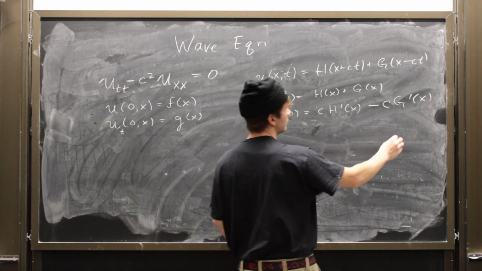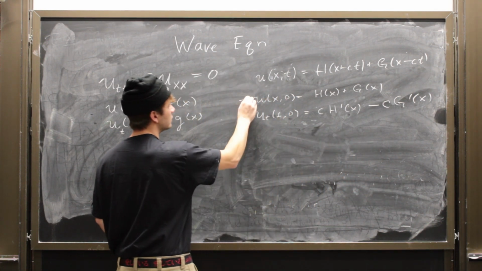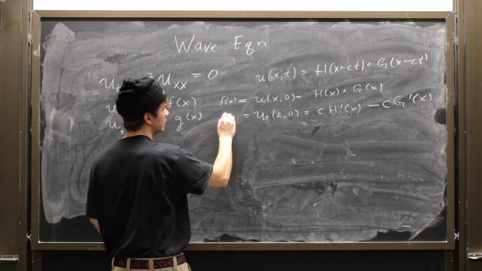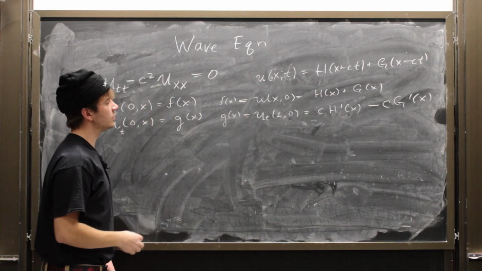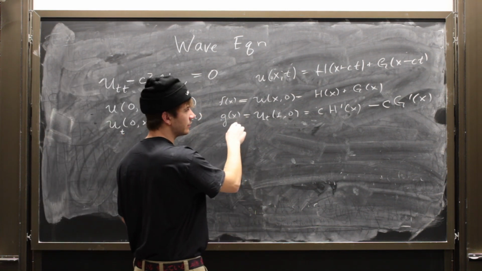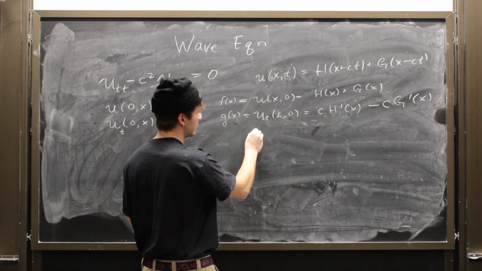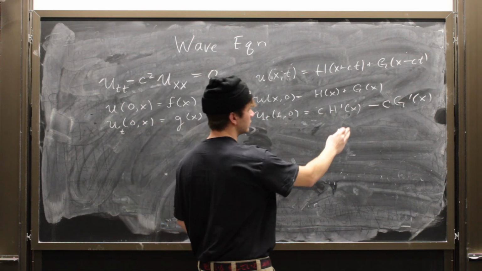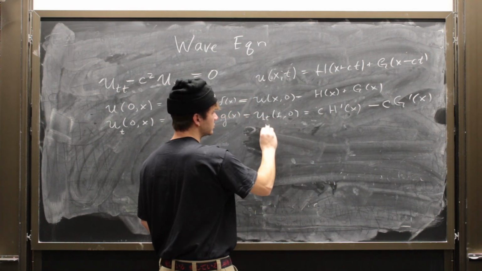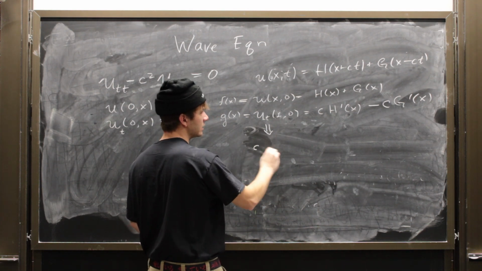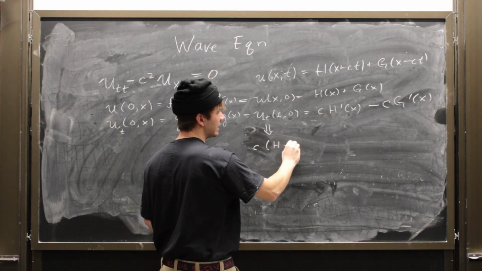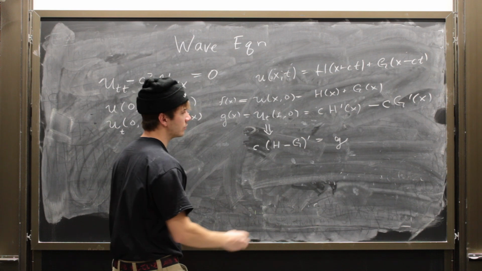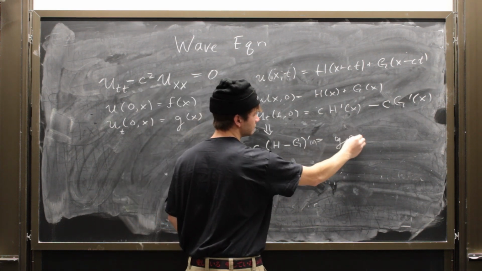And so, by assumption, this of our initial data is equal to f of x, and this second line here is equal to g of x. Okay, so let's massage this second equation here real quickly. So the second equation is going to become c times the derivative of h minus g is equal to our function little g, where these are all functions of x.